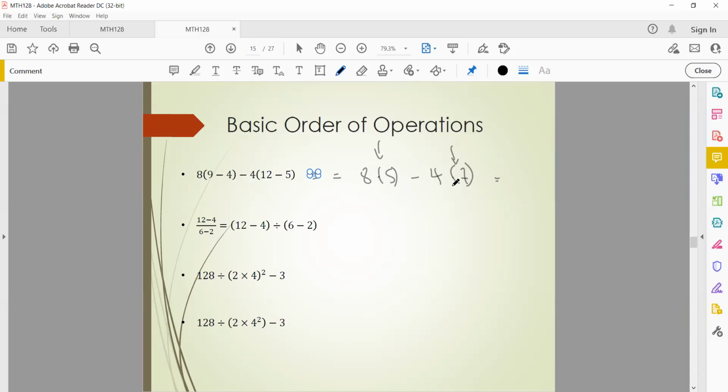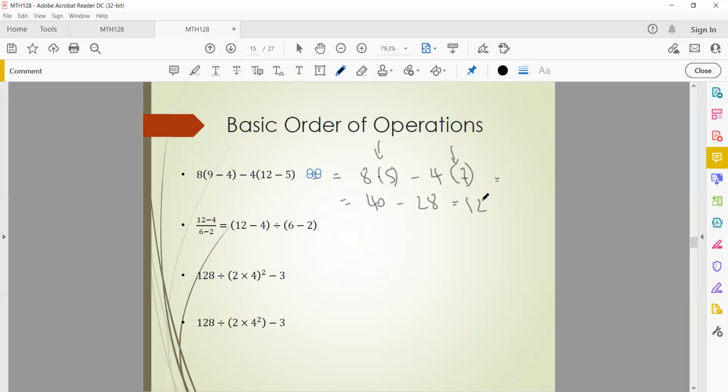And then you do the multiplication parts first. So let's do 8 times 5, which is 40. 40 minus 4 times 7 is 28. And 40 minus 28 is 12.